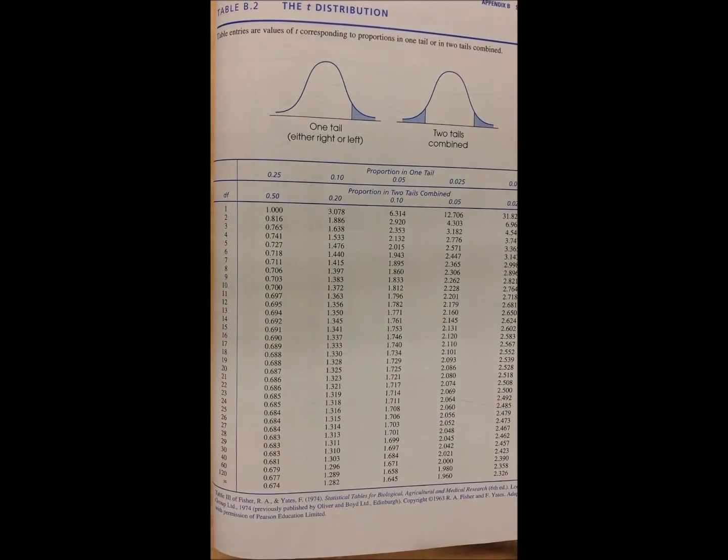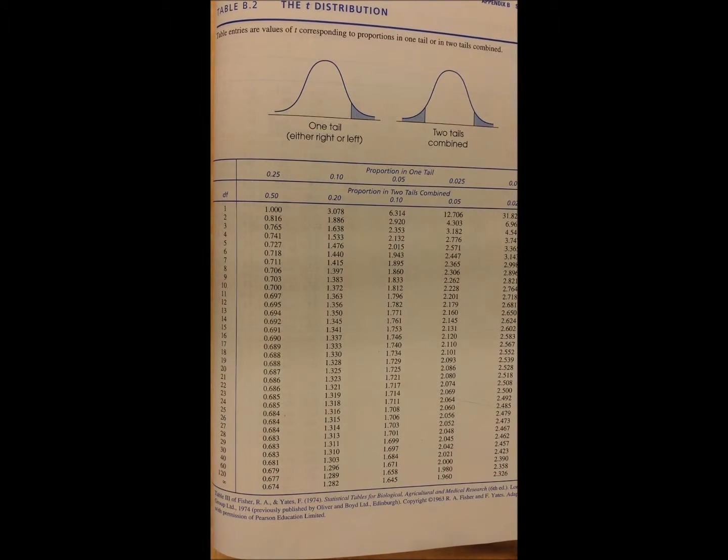Up here you see two different diagrams. So one says one tail and says that you have to decide either if it's right or left. If you're doing a research study, you'll decide if it's right or left, positive or negative, based on what the research literature says and what your hypothesis is. If you're doing a problem within the class, you'll decide if it's right or left, positive or negative, based on what your word problem is telling you to do.